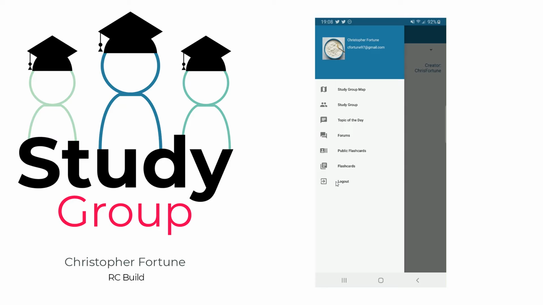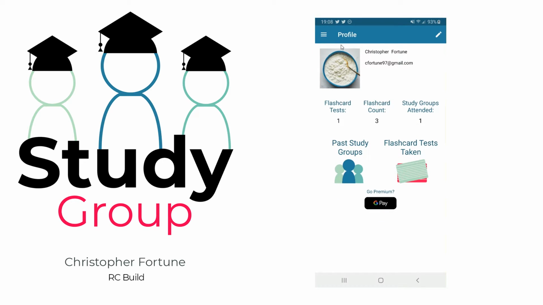Down here, the user has the logout ability, but before we show that, let's go into the user profile. In order for a user to get access to their user profile, they just click on their profile picture here. Clicking on that will send the user to their user profile screen. From here, it displays their profile picture, their first and last name, the email that they have associated with their account, as well as the flashcard test that we have created. We only have that one since, remember, we deleted it.